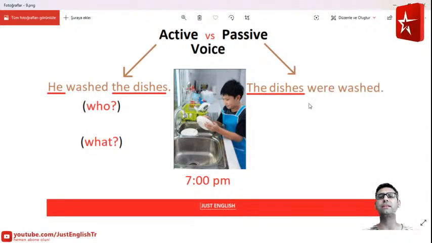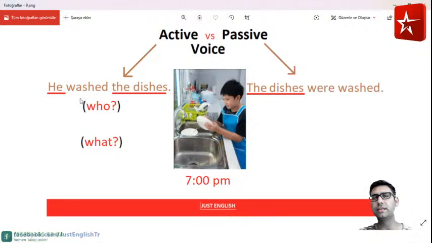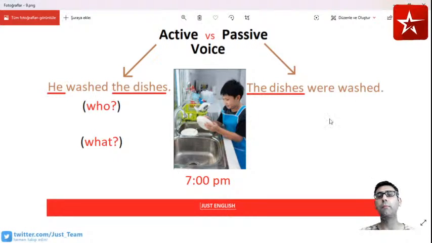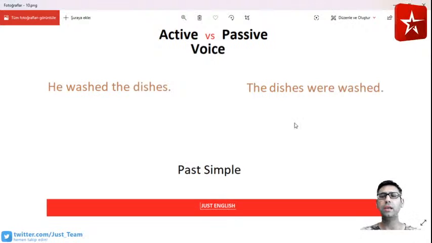Active voice, passive voice. In active voice, we know who did it and that affects the verb directly. But here, the dishes are affected, were washed by the boy, by the kid, by him. We can add it at the end of the sentence. So this is past simple, and this is how we make passive voice.